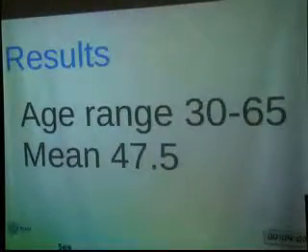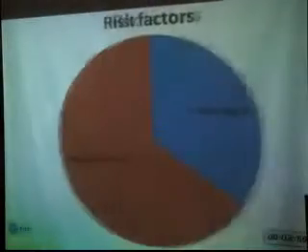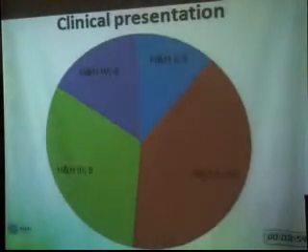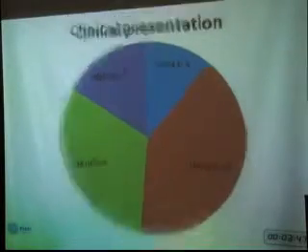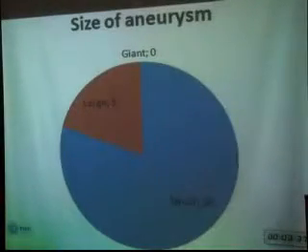We had a mean age of 47.5, and 60% of our patients were female. The most common risk factor was hypertension, in 15 cases. Regarding clinical presentation, most patients, 10 patients, presented with Hunt and Hess grade 2 and 8 patients with Hunt and Hess grade 3. For aneurysm location, we had 12 ACOM aneurysms, 10 PCOM aneurysms, 2 MCA aneurysms, and 1 anterior choroidal aneurysm. Most of the aneurysms were small, and we did not have any giant aneurysm.